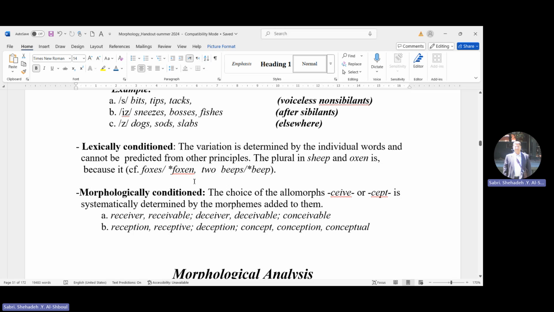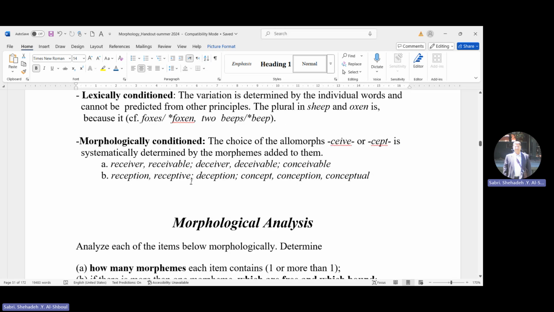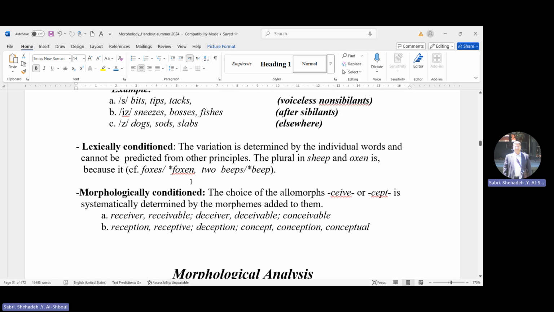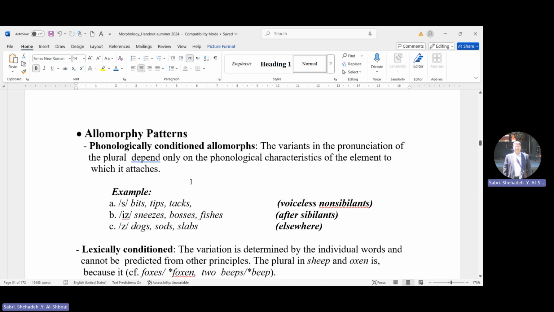Today, we are going to talk about some practice on morphological analysis. Last time, if you remember, we talked about the allomorphy patterns, and these allomorphy patterns are triggered or motivated by three levels of allomorphy. The first one is the phonological level, where the allomorphs are motivated by phonology, where phonemes determine the type of the morpheme that is following.